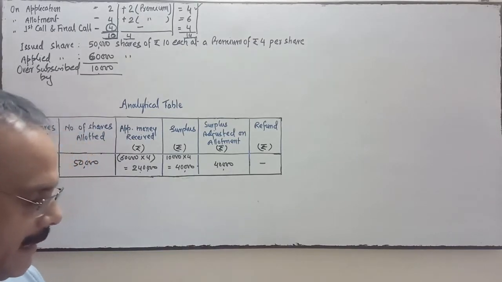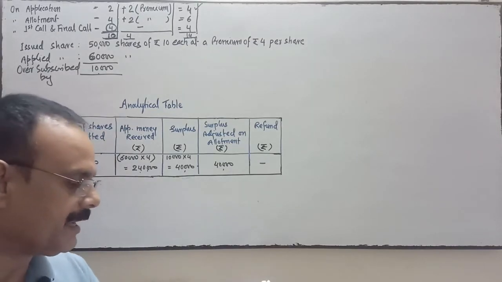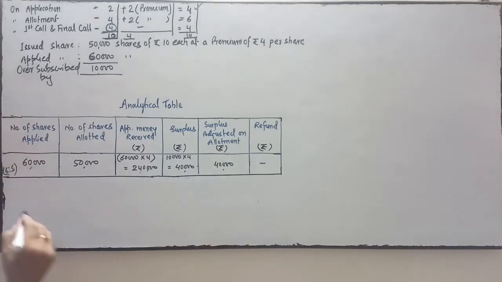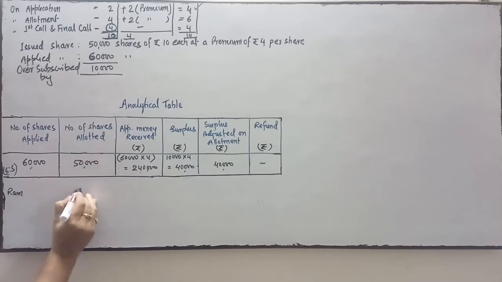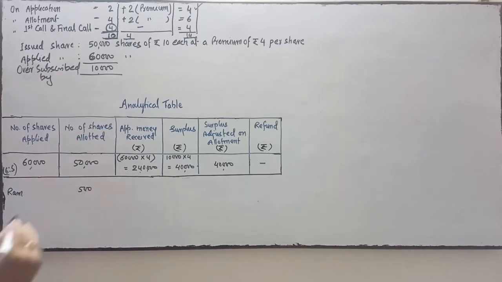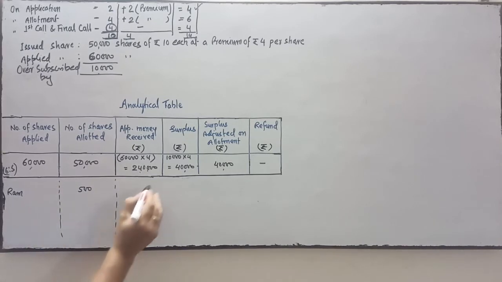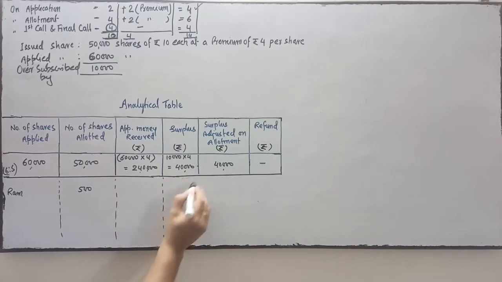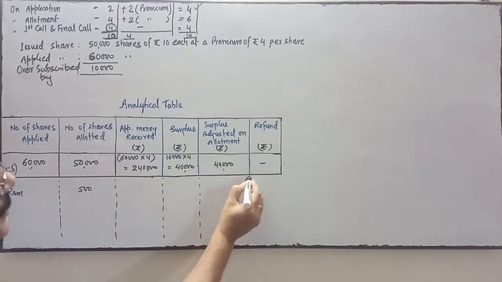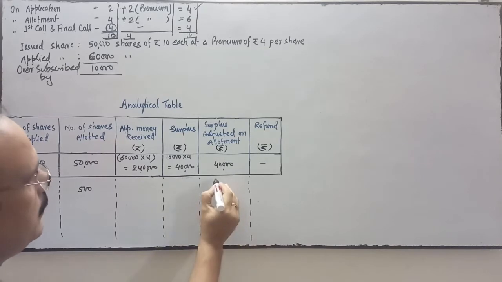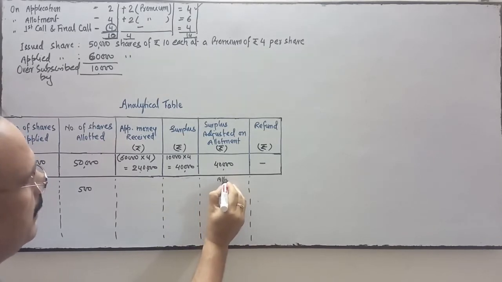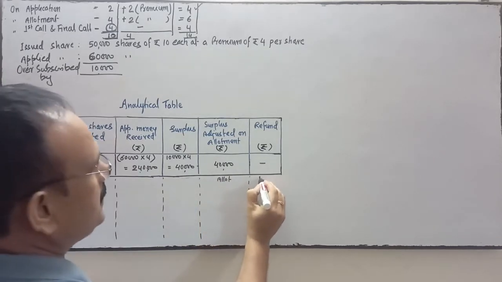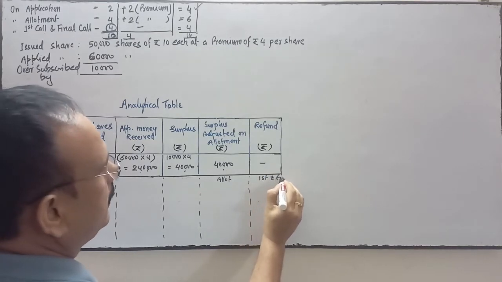Now the next line is Ram, to whom 500 shares were allotted. Ram is one shareholder, to whom 500 shares were allotted. I am extending this line for further, additional calculations. This is for allotment, and this is for the first and final call.